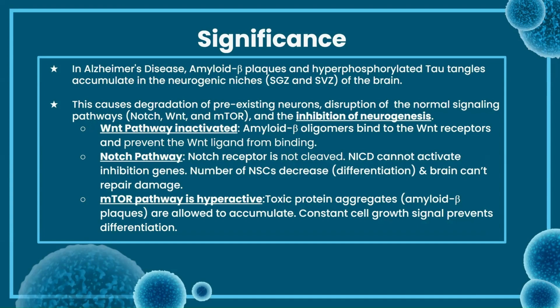So that WNT pathway that we just talked about gets inactivated. Those amyloid beta oligomers bind to that original WNT receptor, and the ligand can't bind, so that pathway gets shut down. In the Notch pathway, the Notch receptor doesn't get cleaved, so NICD can't activate the inhibition genes. That pool of NSCs decreases because they differentiate, because nothing's telling them not to. The mTOR pathway is hyperactive. So now toxic protein aggregates, amyloid beta plaques, are allowed to accumulate. And then that constant cell growth signal is also preventing differentiation.